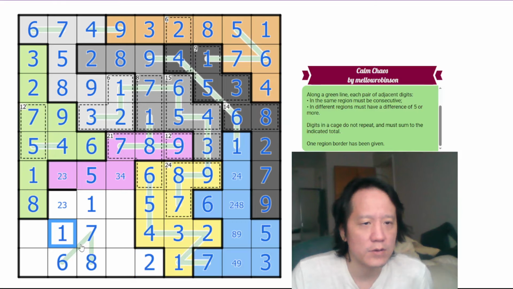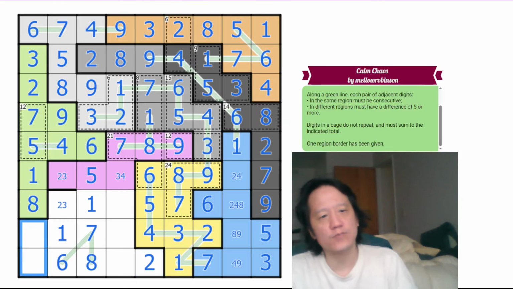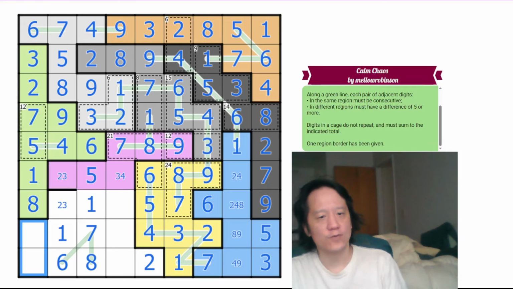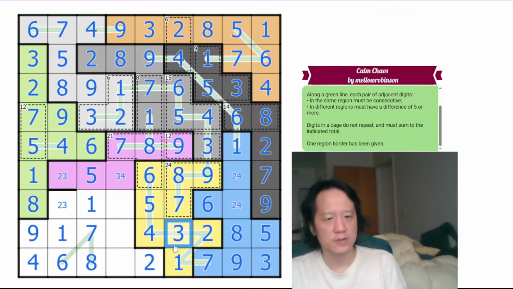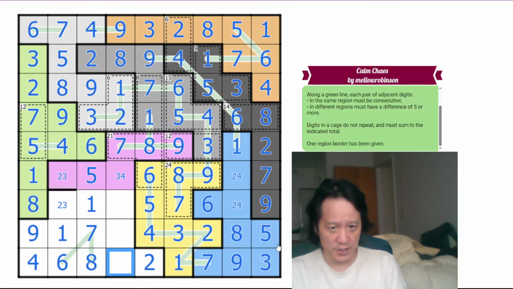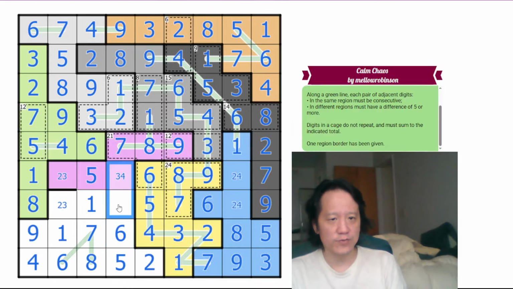Okay. Remaining digits in column 1 are 4, 9. 4 cannot be here because of 4 in the row, so this is 9, which makes this 4. 9 eliminates 9 here, so it's 8. 4 eliminates 4 here, so it's 9. This can't be 8. Remaining digit here is a 5. Remaining digit here is a 6. We have 3 and 4 here.